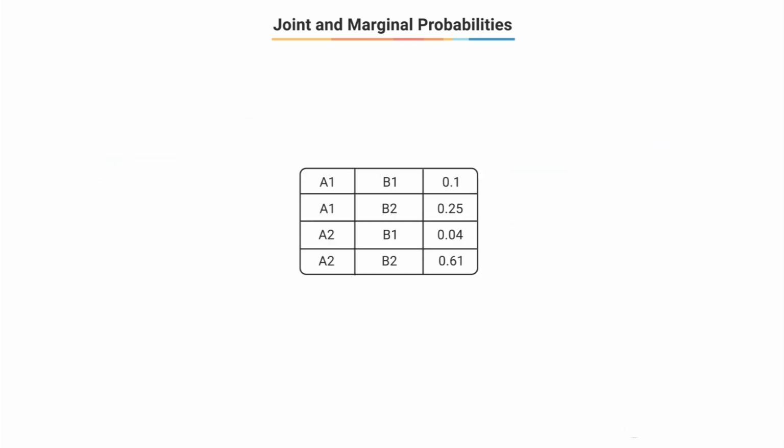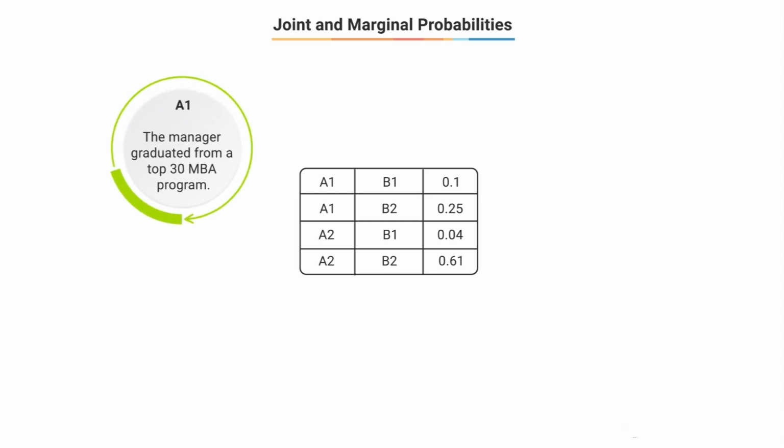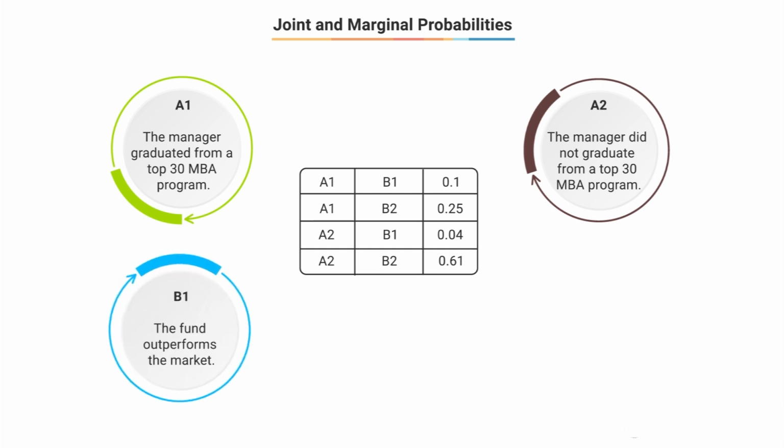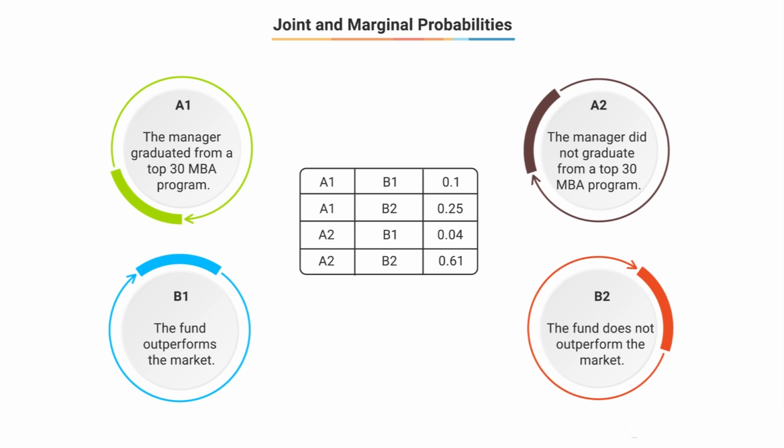As shown here on the screen, we also have given notations to each of the events for simplicity, where A1 is for fund manager graduating from a top 30 MBA program, A2 is for the fund manager that did not graduate from a top 30 MBA program, B1 is for the fund that outperforms the market, B2 is for the fund that does not outperform the market.